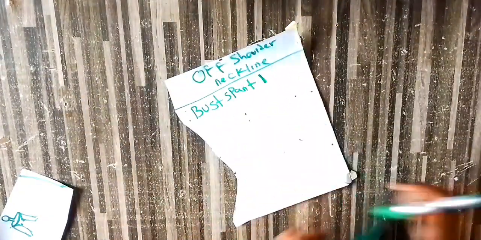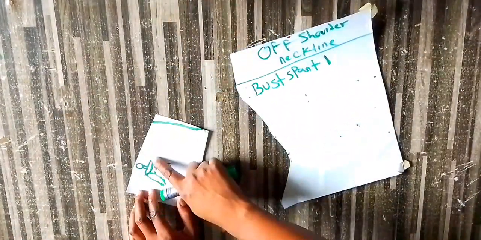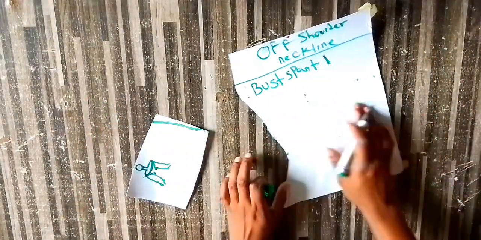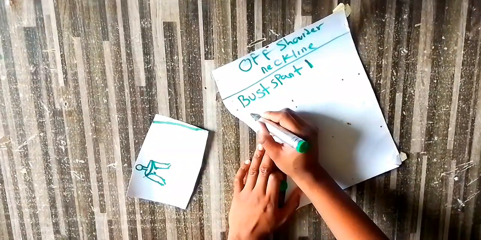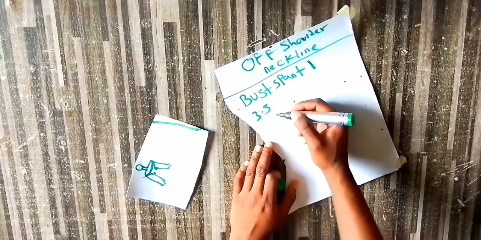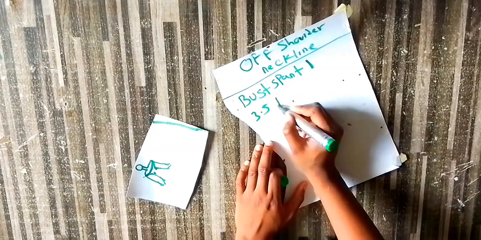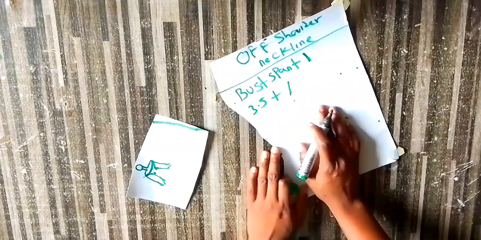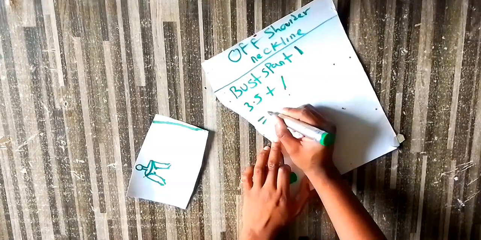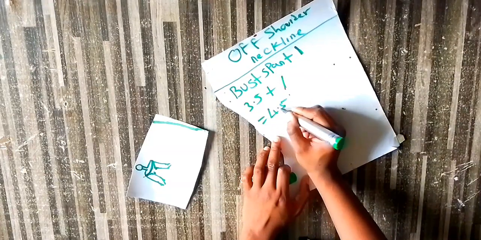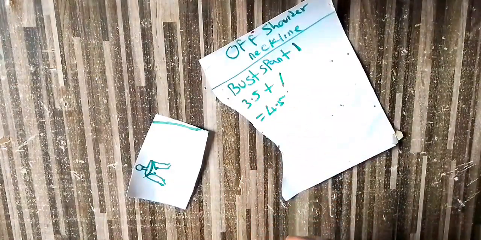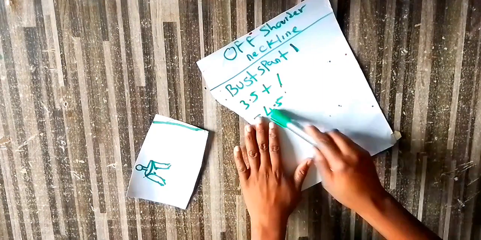So to get your neckline for an off shoulder, you use your client's bust span. It might be 4, in your own case might be 5. All you need to do is whatever the bust span is, just add 1 inch to it, and that will give you a perfect neckline. So 3.5 plus 1 will give us 4.5. So when I'm drafting an off shoulder neckline, all I need to do is to use 4.5 as my neckline.